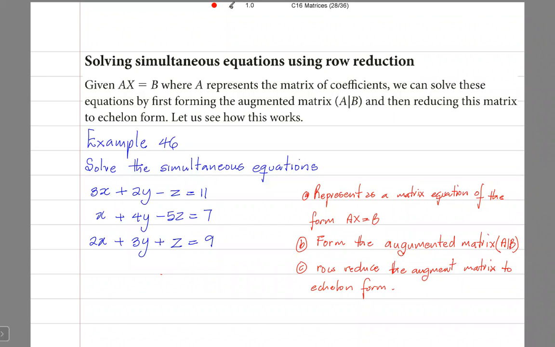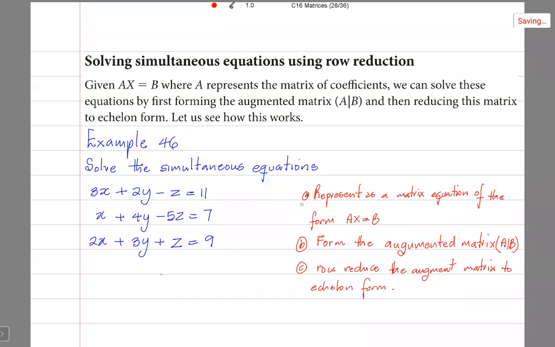Solving simultaneous equations using row reduction. Given AX is equal to B, where A represents the matrix of coefficients, we can solve these equations by first forming the augmented matrix A vertical slash B, and then reducing this matrix to echelon form. Let us see how this works.